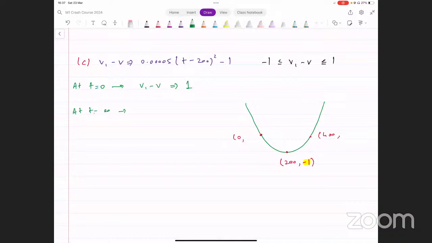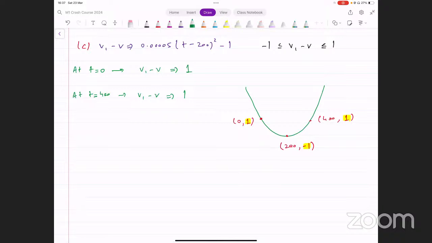We're just talking about the first 400 seconds, right? What about 400? Well, if you try 400 as well, it's going to give you the same value of v1 minus v. That is going to be 1. So in this interval, the lowest point of the graph is -1, and the highest point of the graph is 1. So you can just show these values: when time equals 200, the value of this expression is -1. When time equals 0, the value is 1. And when time equals 400, the value is 1.